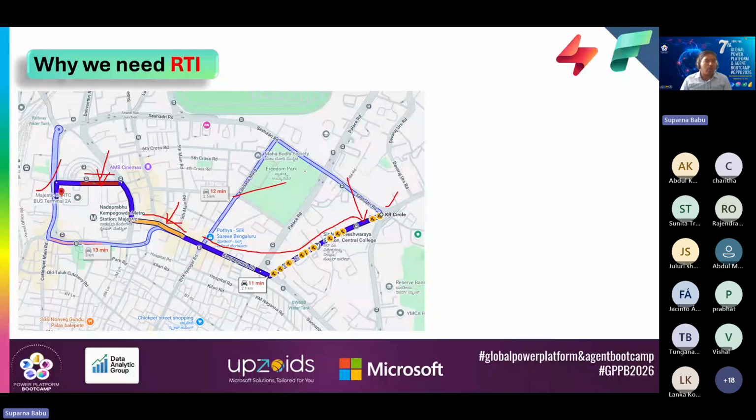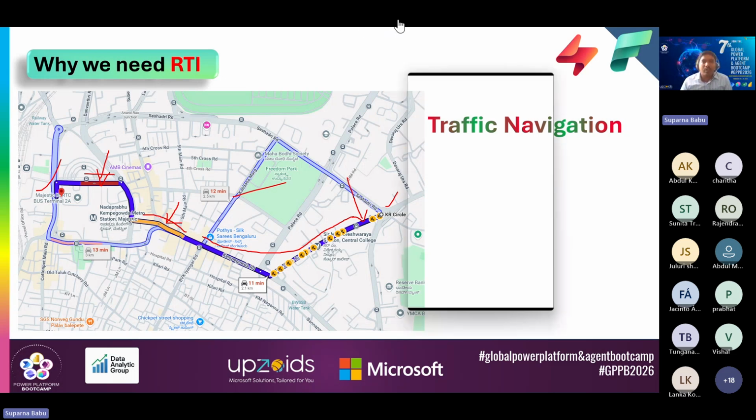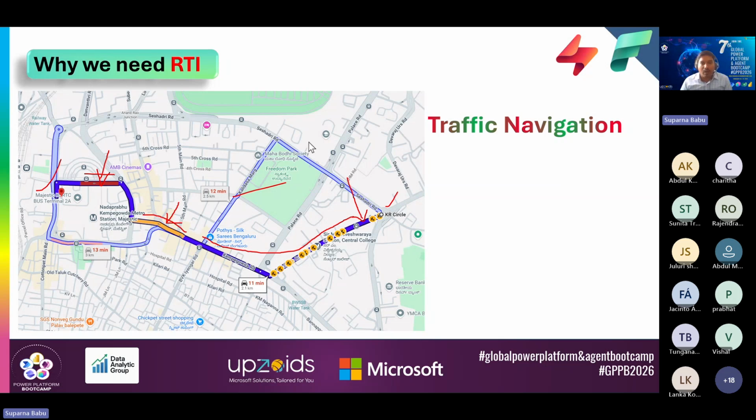Of course, Google Maps is a product of Google, so they will not use Microsoft Fabric. I do agree with that. But in the back end, they are using real-time intelligence. I'm talking about the concept. This is traffic navigation, and now I would like to see what other examples you would give based on this explanation. What other examples do you have in mind? I would like to see a couple of responses in the chat box. Come on, team.